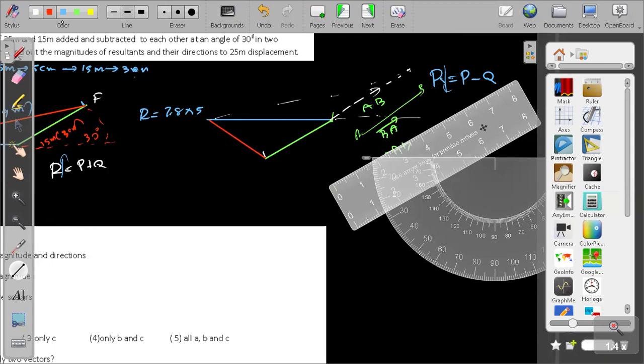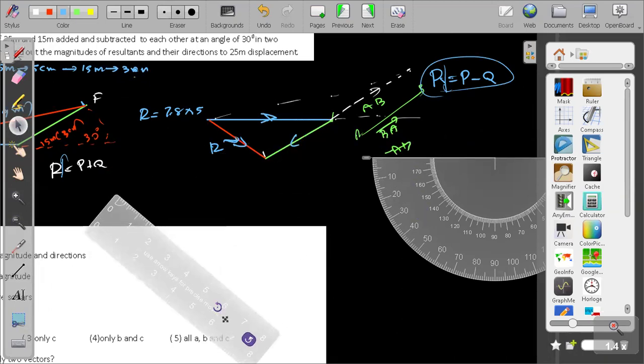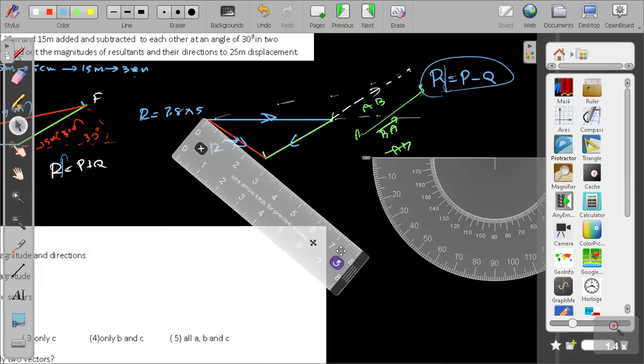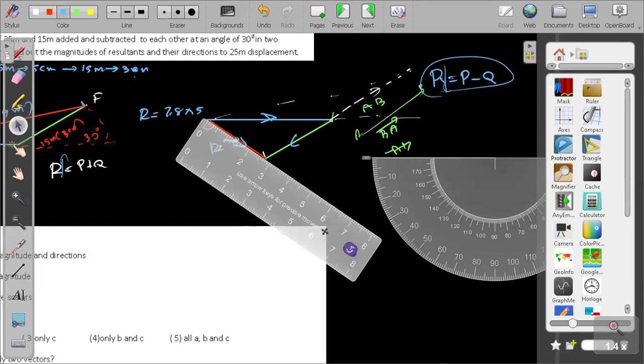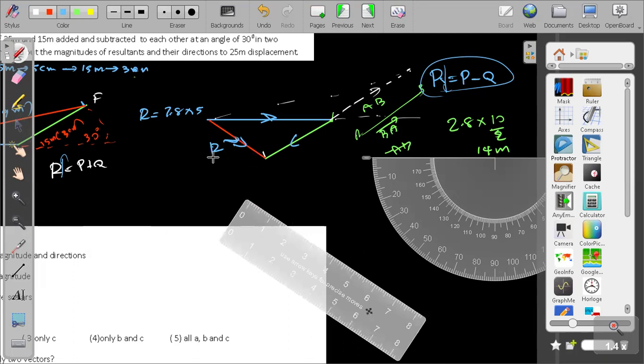Now you can see the final vector is a small one. That is suitable for this one, it's small. Value should be smaller. Yes. It's starting to finish, the result can be here. Now let me measure this amount. I'll keep it over here. It is nearly 2.8 centimeters. It is 2.8 centimeters, in terms of meters 14 meters, a small vector, that's suitable, reasonable.